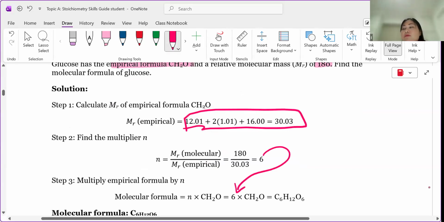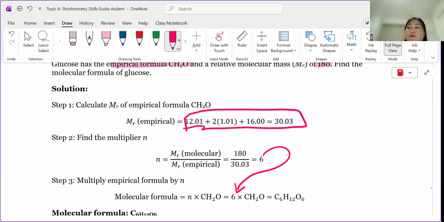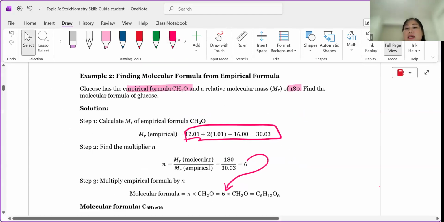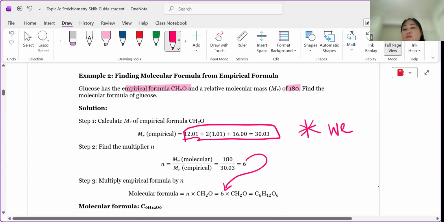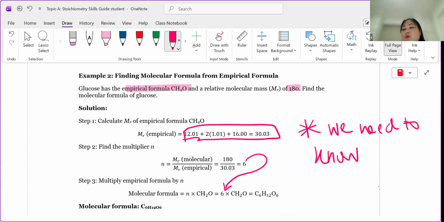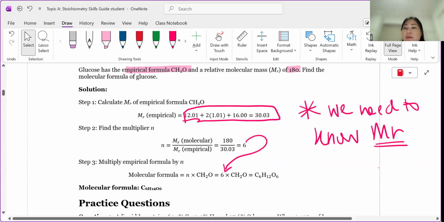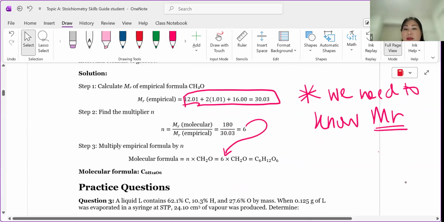So 6 times CH2O will give me C6H12O6. So that's how you work out from an empirical formula to a molecular formula. The key is we need to know the MR. If we do not know the MR, then we cannot find the molecular formula from an empirical formula, because we need the MR to help us calculate.